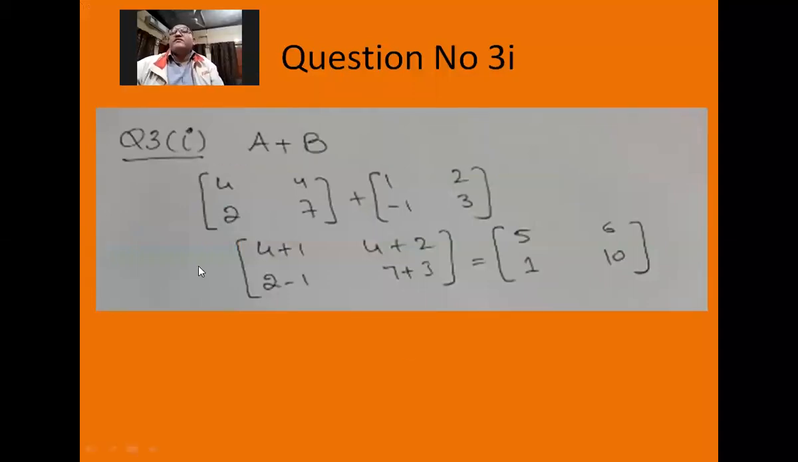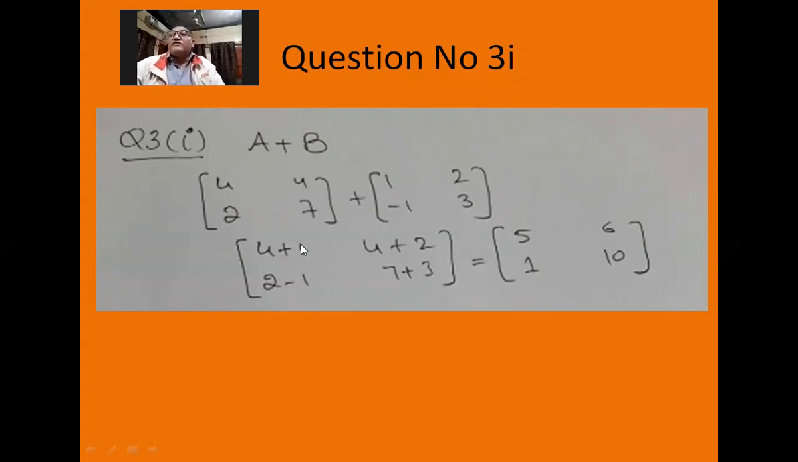Question number 3, first part. Here you have A plus B. We will put in the values of matrix A and matrix B. Matrix A is 4, 4, 2, 7. Matrix B is 1, 2, minus 1, and 3. The corresponding numbers will be added to each other. So 4 plus 1, and the 7 will be added with 3. So you will have 4, 4, 2, 7 plus 1, 2, minus 1, 3.